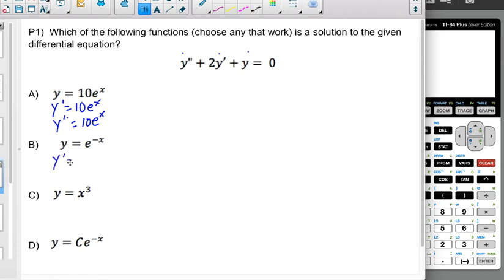My y prime here is going to be an e to the negative x times that negative 1, so negative e to the negative x, and my y double prime will be that whole thing times a negative 1 again, so I'll get back to e to the negative x.